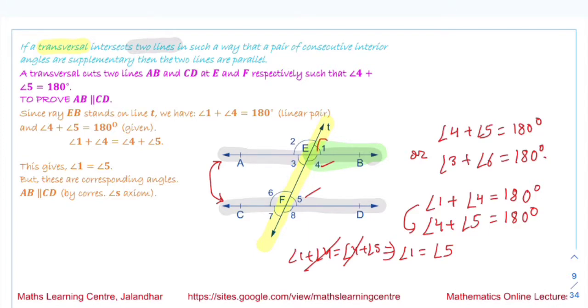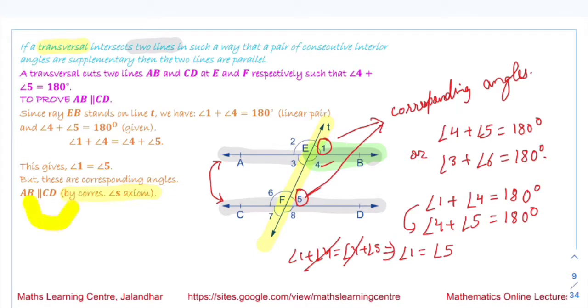And what are angle 1 and angle 5? These are basically the corresponding angles, and by the corresponding angle axiom we are saying AB is parallel to CD. So we have basically used the corresponding angle axiom to prove this result.